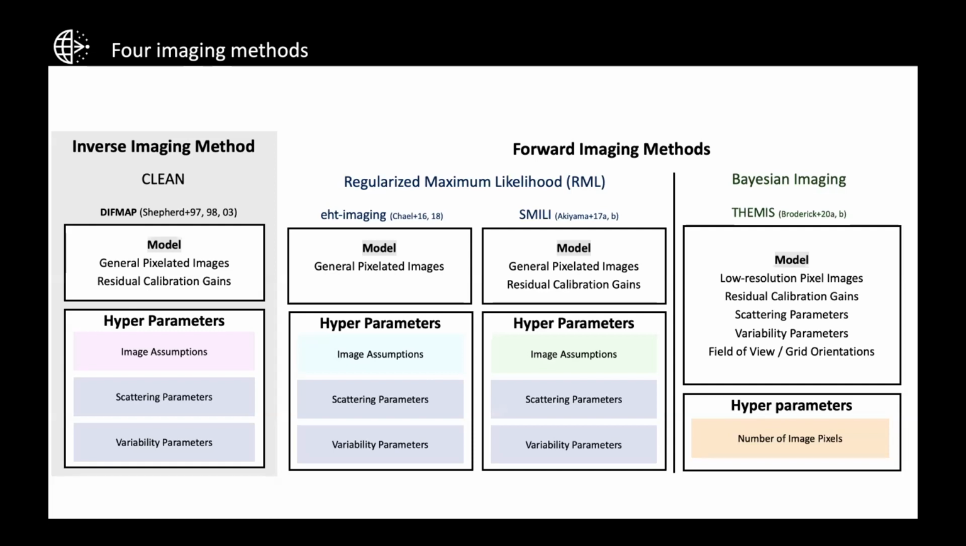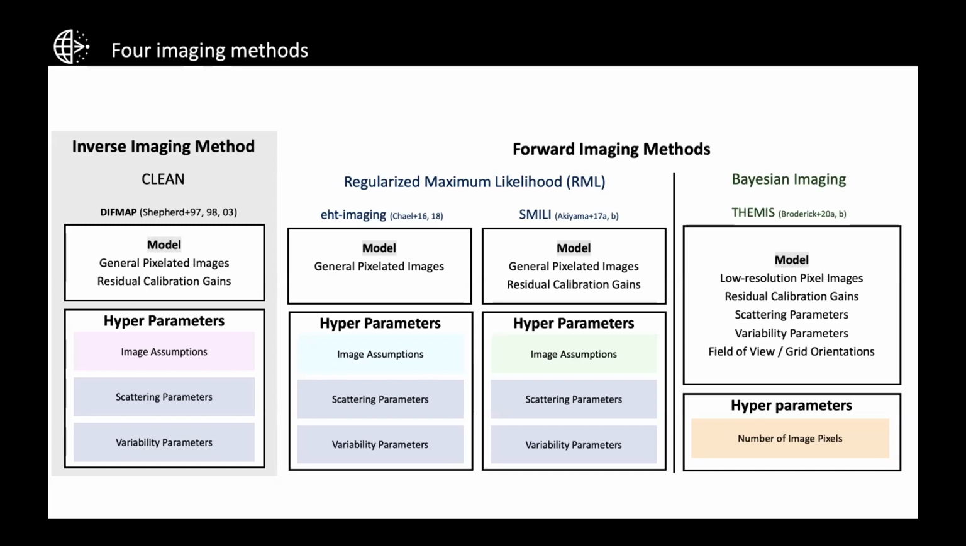On the other side, we have the forward imaging methods. 2 of these belong to the family of regularized maximum likelihood methods. One is EHT imaging, and the other one is called Smiley. These two methods use different regularizers in the imaging process, and then they select the image that best fits the objective function. Finally, we have a fully Bayesian method, which explores the full posterior of the images. Of course, I don't give all the details here, but just to give a general idea, this completes the set of all the algorithms we use to make the images.